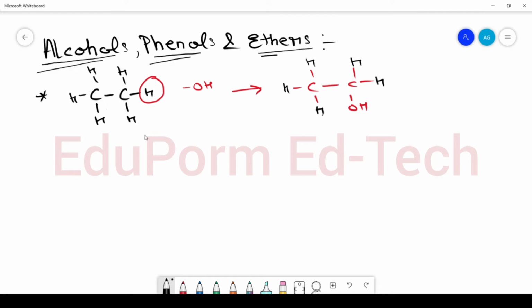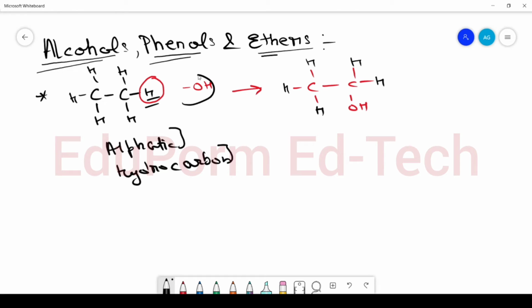So what are alcohols? Alcohols are the organic compounds which are formed by the replacement of hydrogen atom from any aliphatic or hydrocarbon. Okay, so whenever we have any aliphatic chain or hydrocarbon chain, when the hydrogen atom of the aliphatic chain or hydrocarbon chain is replaced by OH group, hydroxyl group, then alcohols are formed.